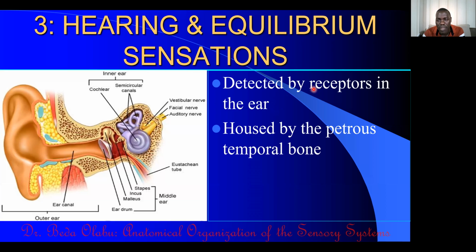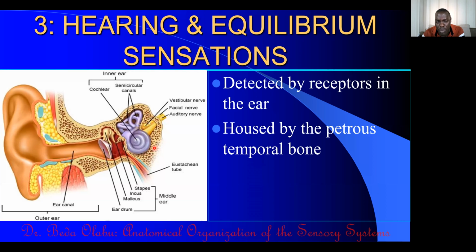Specifically, these receptors are housed within the petrous part of the temporal bone. The temporal bone is one of the bones of the skull base, as well as of the membranous neurocranium. There is a part of the temporal bone that is within the calvaria, the squamous part of the temporal bone, which is this one. But there are actually several parts of the temporal bone which are on the skull base.